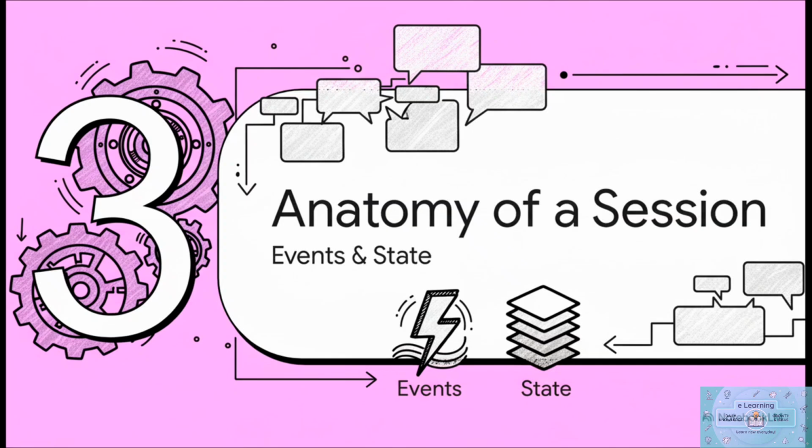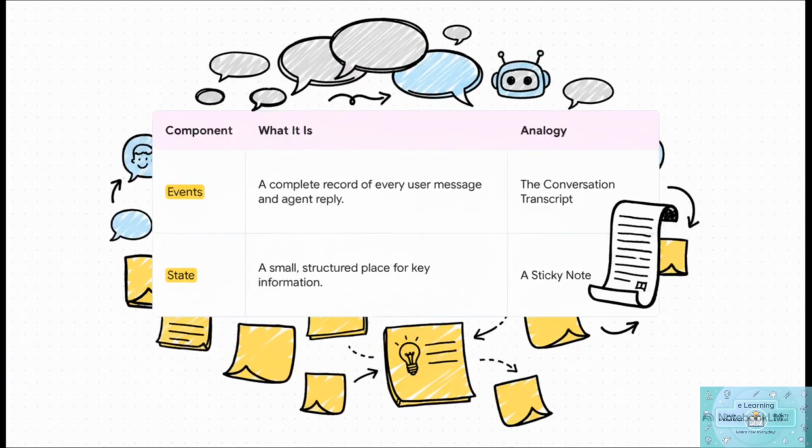Okay, so we know that it works, but how does it work? Let's pop the hood for a second and look at the two key components that make this all possible. Something called events and something called state. Inside every session, you've basically got these two core parts. First up, you have events. Think of this as the complete word-for-word transcript of the conversation. Every single thing you said, everything the agent said back. Then you have state. And the best analogy for state really is a simple sticky note where the AI can just jot down the most important bits of info for quick and easy access.